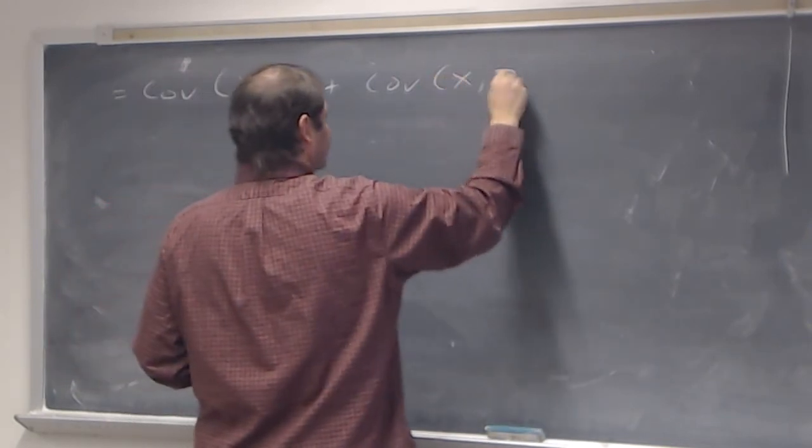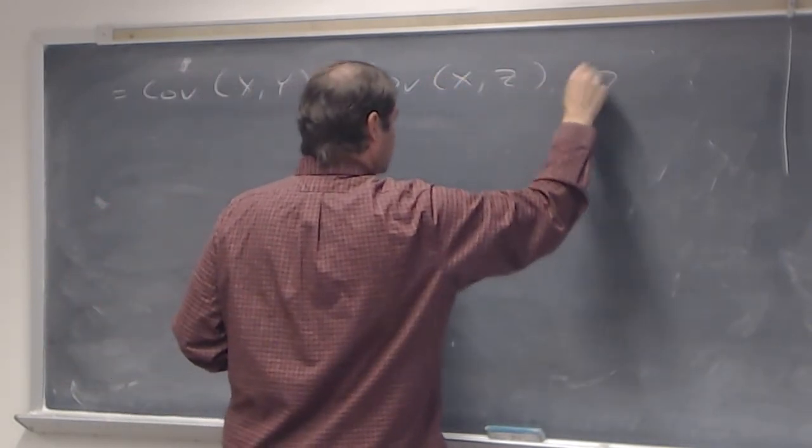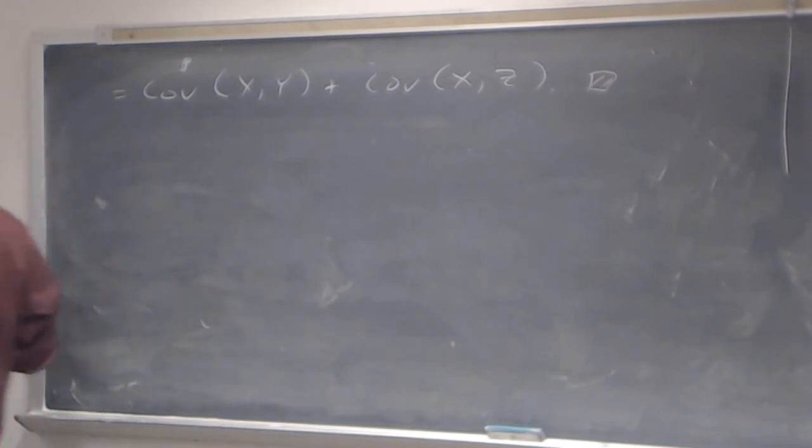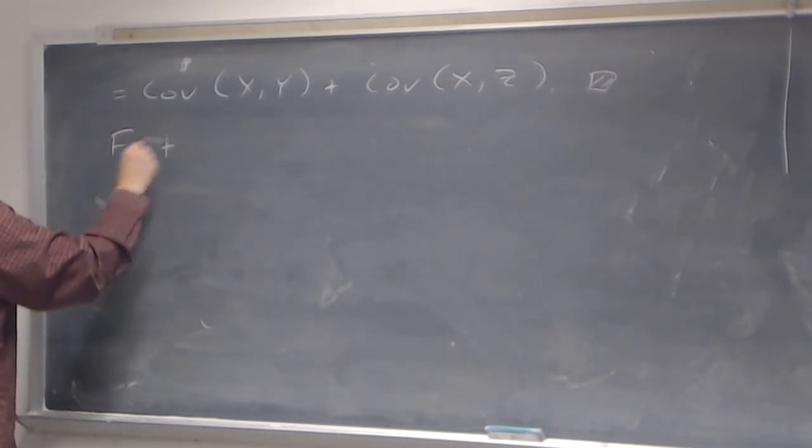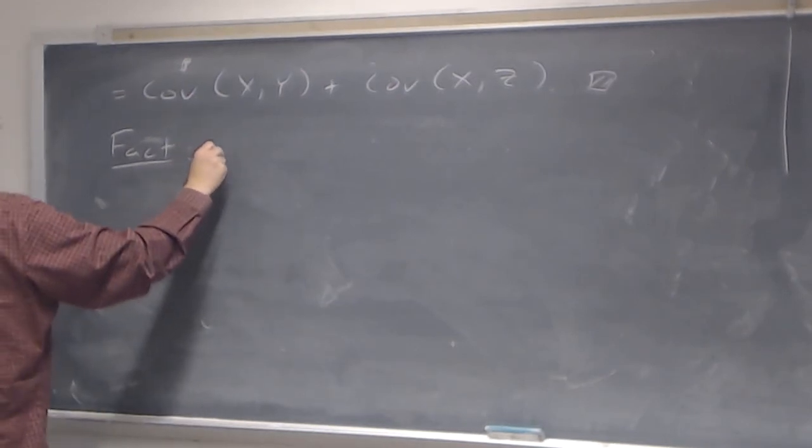Covariance of x to z. That's what we're trying to prove. That's that proof. Okay, lastly, I think we'll do examples of this fact later. We're going to say the fact and prove it.